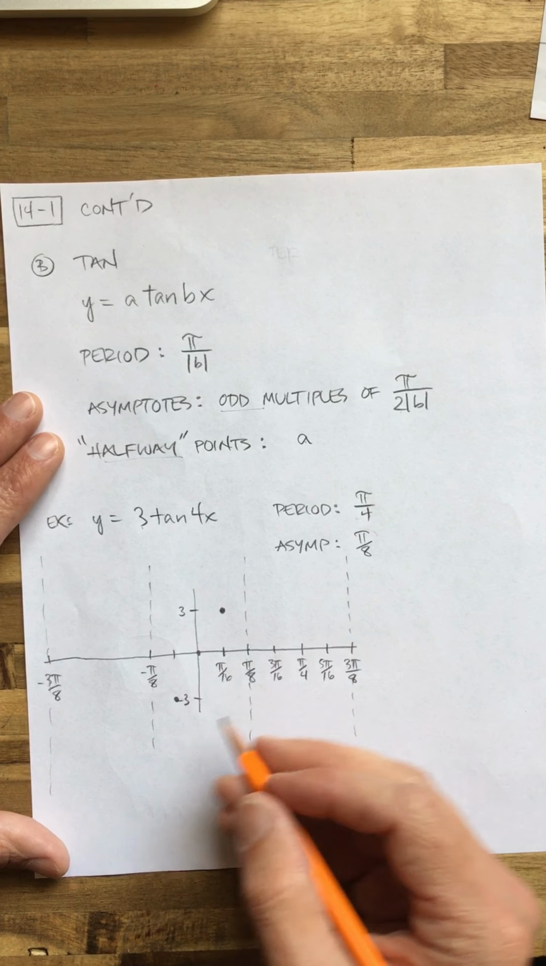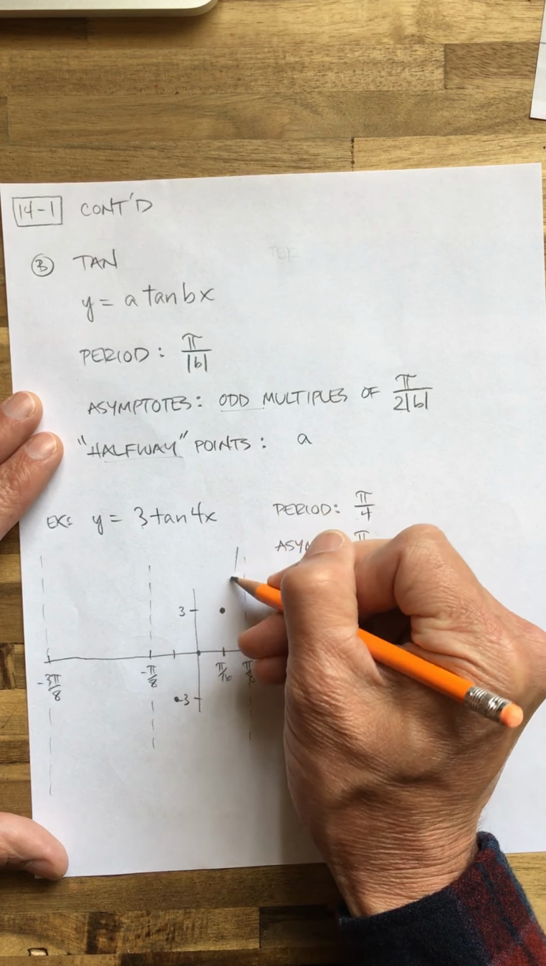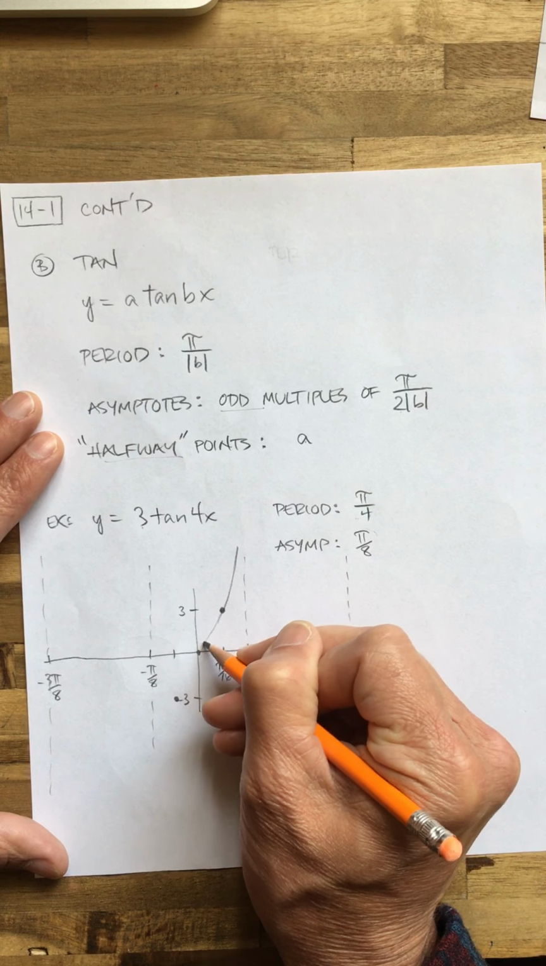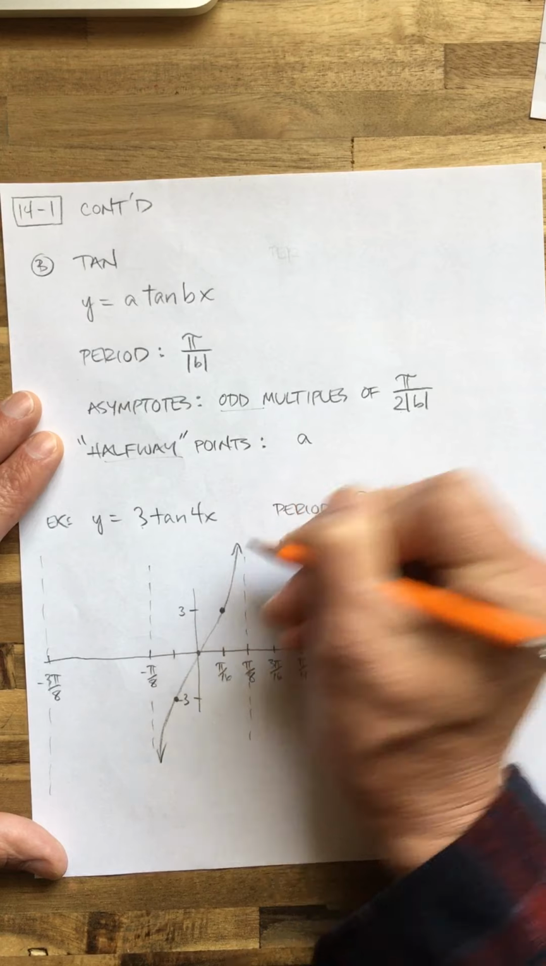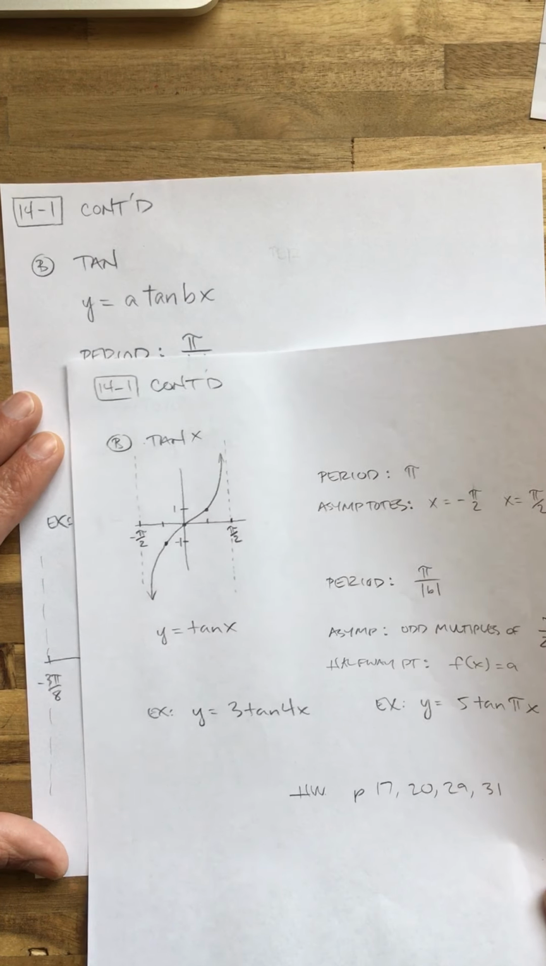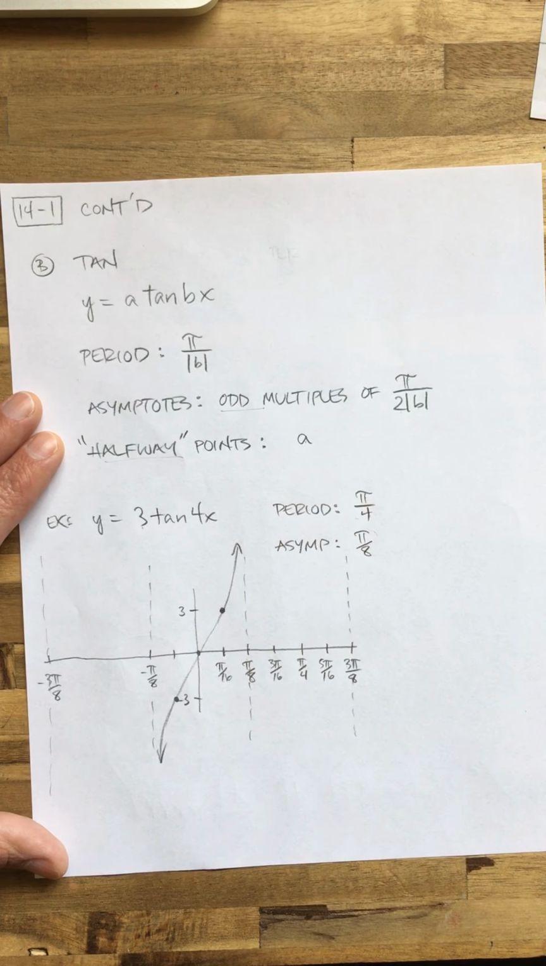Okay, so watch this. Here I go. I have this guy right here. All right, there's my tangent. Notice it looks just like that guy. It's just labeled differently. That's because of my A value and my B value.